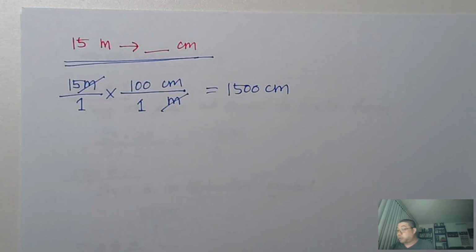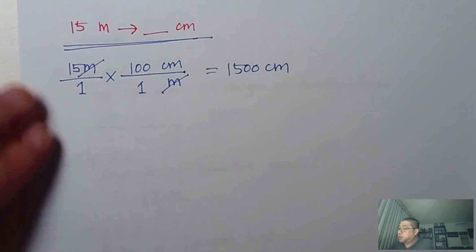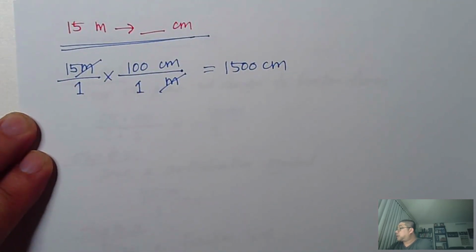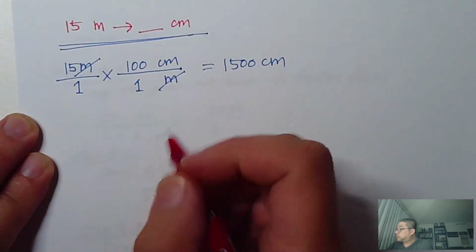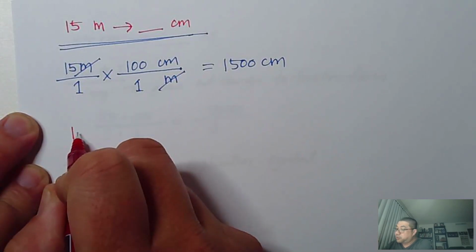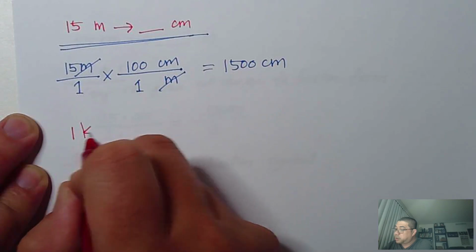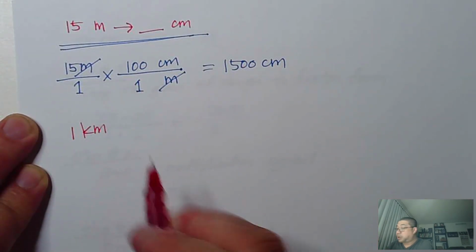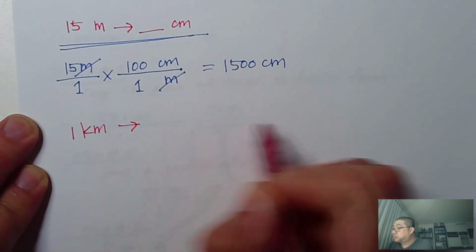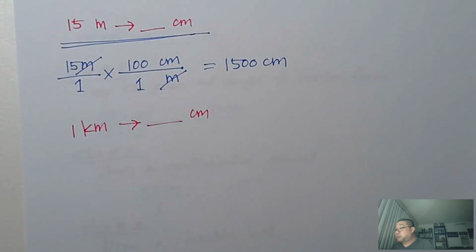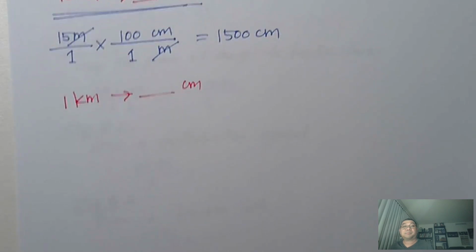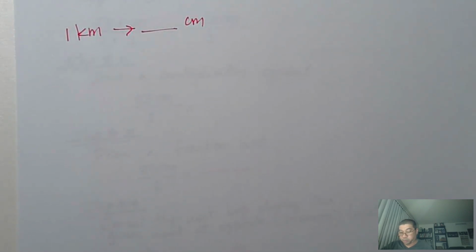Now let's add some more steps on this. What if I wanted to convert, let's say, 1 kilometer to centimeters? Kilometer to centimeter. So you don't get confused by looking at both numbers.